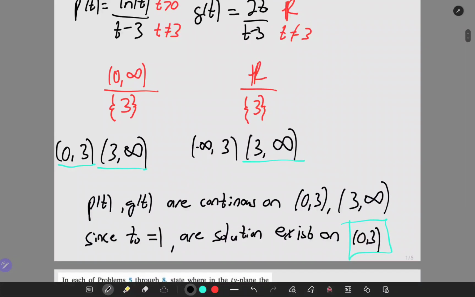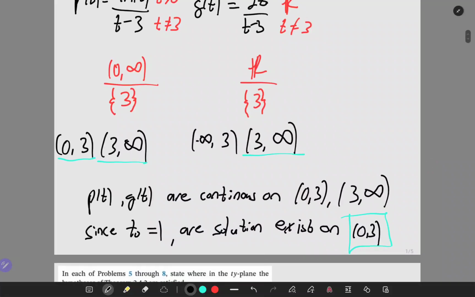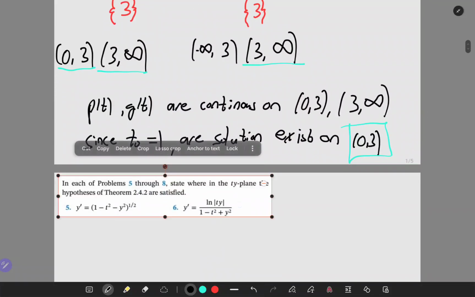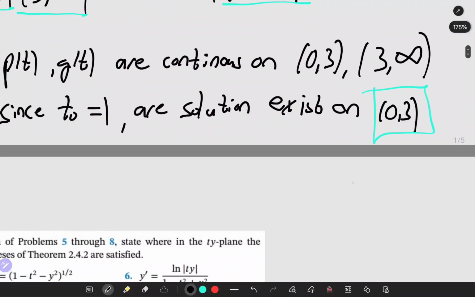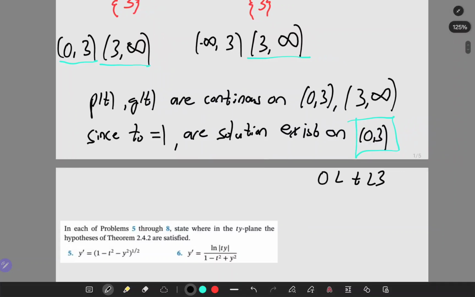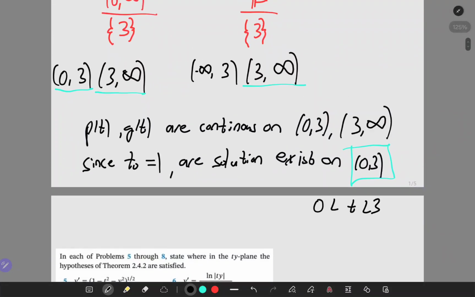So we can also write it like this. Instead of writing it as 0 and 3, we can write it like this instead. T between 3 and 0, right? Same thing. We found our alpha and beta, and t naught exists on those values there.